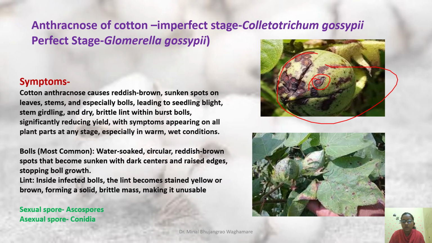Lint becomes stained yellow and brownish. Generally, our lint color is whitish, which is market approachable. But in this disease, it will be yellow and brown in color and a brittle mass, which is generally unpreferable to customers. Due to this, a significant yield reduction will take place. These symptoms can appear on all plant parts at any stage, especially in warm and wet conditions.